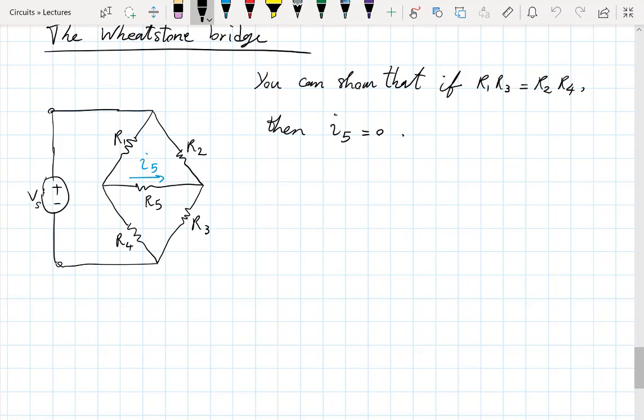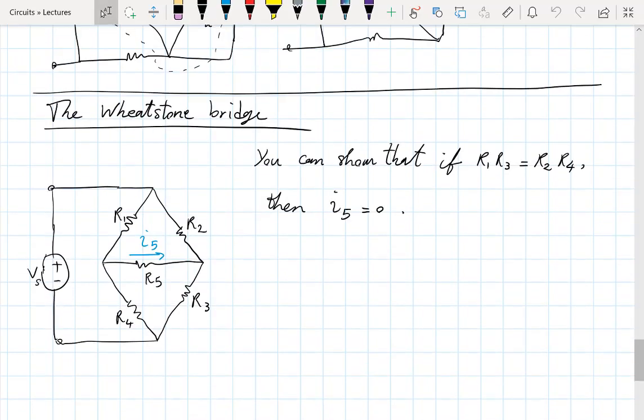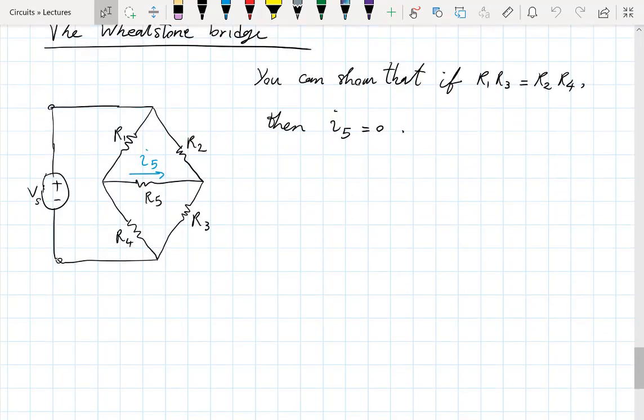It's also a neat thing, because you can make big circuits that simplify quickly if this condition is met. Again, this is something that you can prove as an exercise. It would be good practice. And of course, come talk to me if you have difficulty with it.